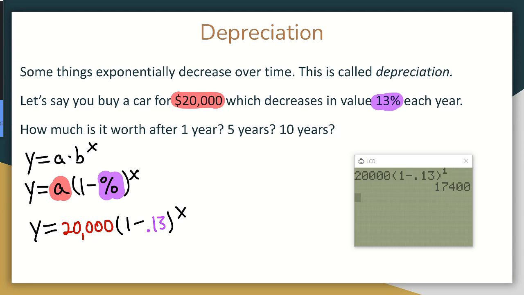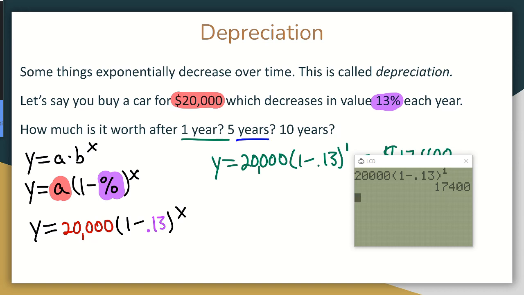So after 1 year, y is equal to 20,000 times 1 minus 0.13 to the first power, which is $17,400. Now we'll do 5 years. It's y equals 20,000. And this time I'm going to write 0.87 because that's the same as 1 minus 0.13.